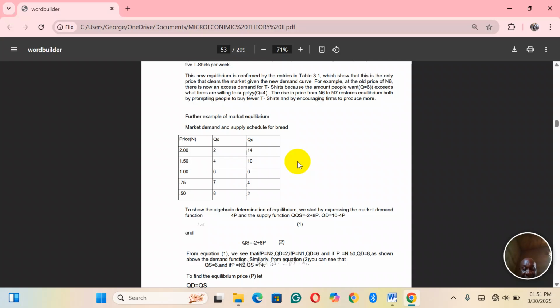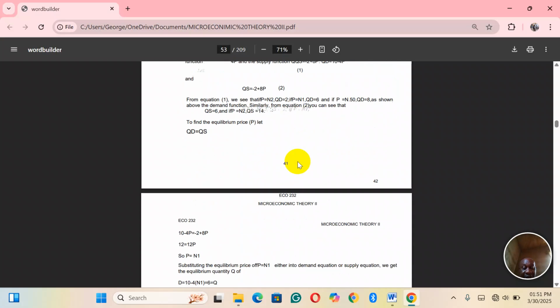So to find the equilibrium price, quantity demanded equals quantity supplied. We have 10 minus 4P equals minus 2 plus 8P. So 12 equals 12P, so P equals 1.